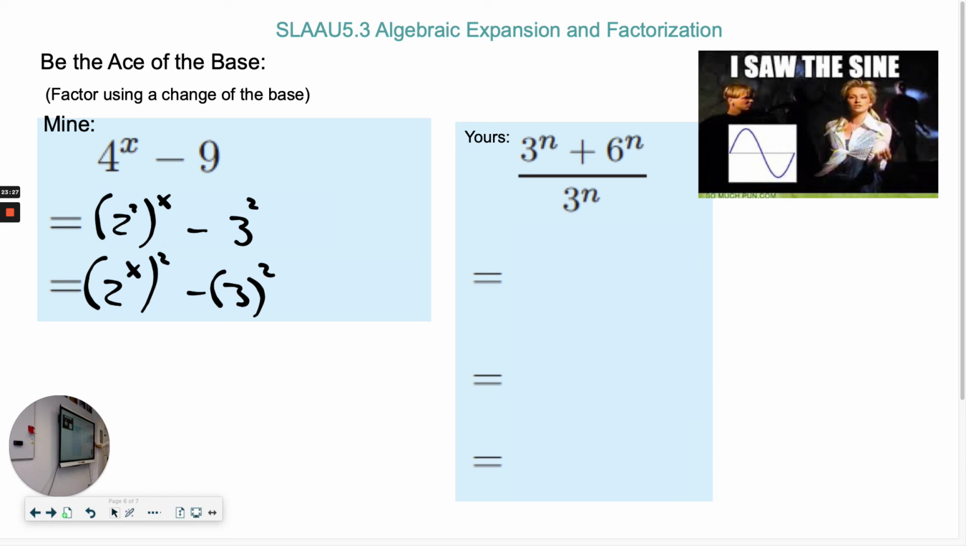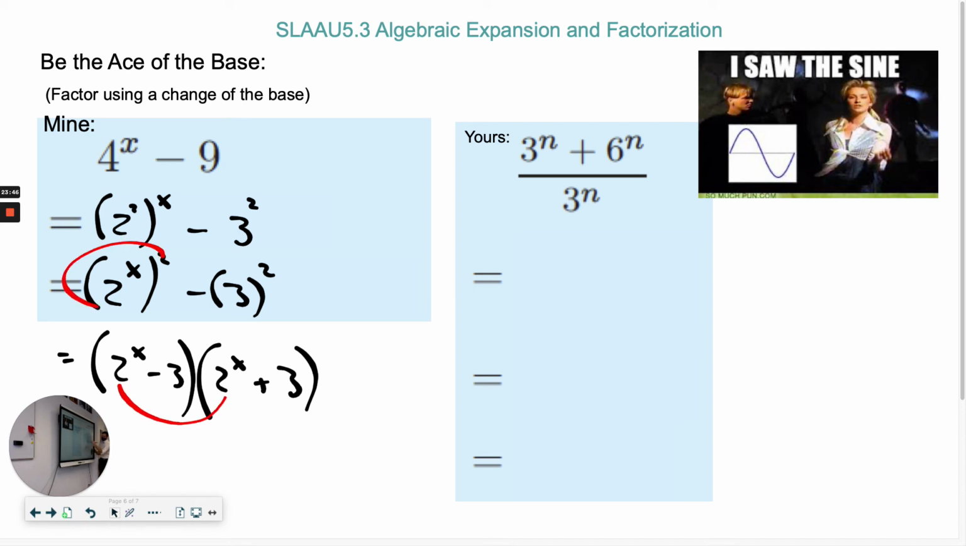Now this is the difference of 2 squares. Tricky, right? And from that you can call this 2 to the x minus 3 and 2 to the x plus 3. If you were to check it, you'd say, hey, this does equal this, yes. And those middle 2 parts are equal and opposite, so they'll cancel out.